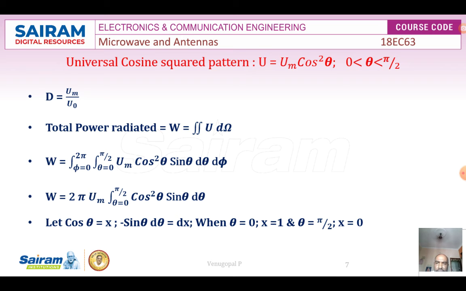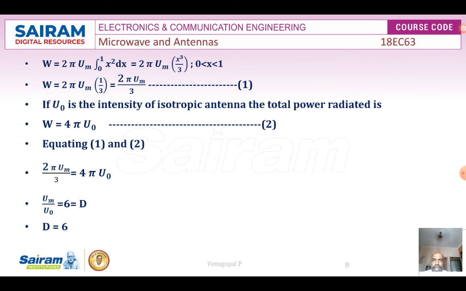Let us take cos theta is equal to x and differentiating on both sides, you will get minus sin theta into d theta is equal to dx. When theta is equal to 0, what is the value of x? Cos 0 is equal to 1. And when theta is equal to pi by 2, cos pi by 2 is 0. Substitute these values in the integration, and finally you get W is equal to 2 pi Um by 3 is the total power radiated.